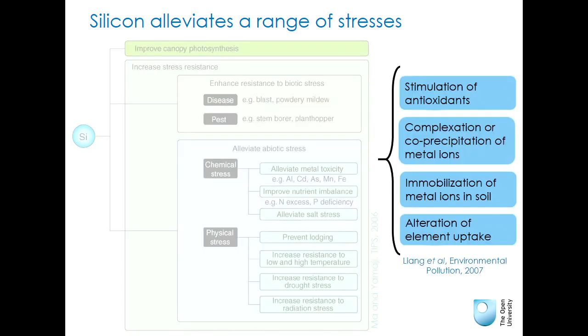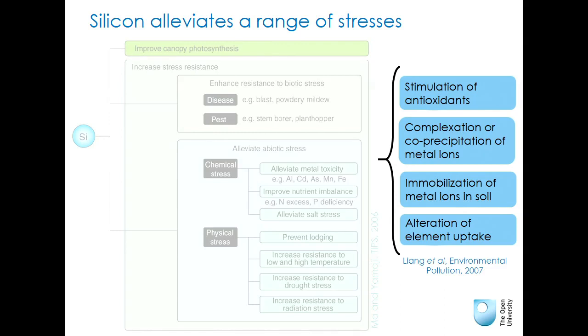There's a number of qualitative reviews that have compiled studies that have looked at the alleviation of stresses by silicon, and these particularly highlight four very loose mechanisms. It seems that silicon stimulates antioxidants. It seems that silicon can co-precipitate with some metals, removing their toxic capacity. Sometimes it can immobilize metals in the soil, so aluminosilicates can form, so the plants will take up less aluminium, for example. And it also seems to change the ratio of elements that are taken up by a plant. So these are qualitative reviews that compile all of the evidence and give us a nice overview.